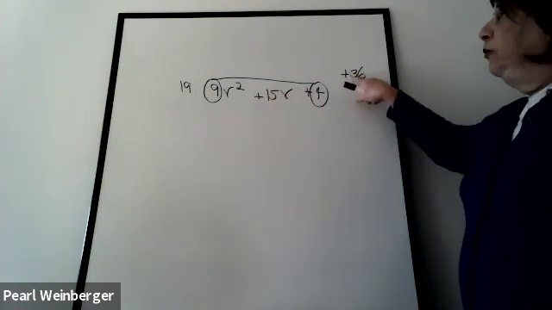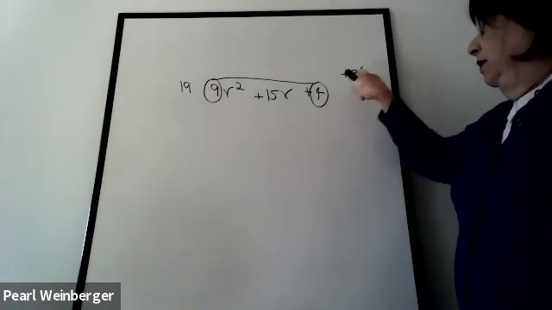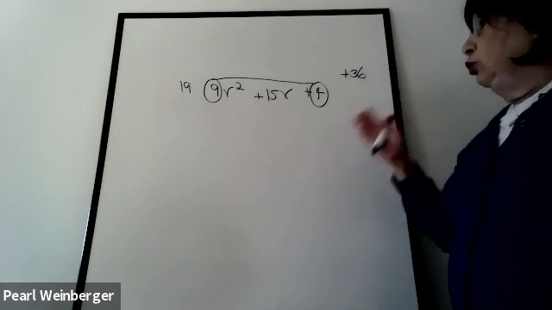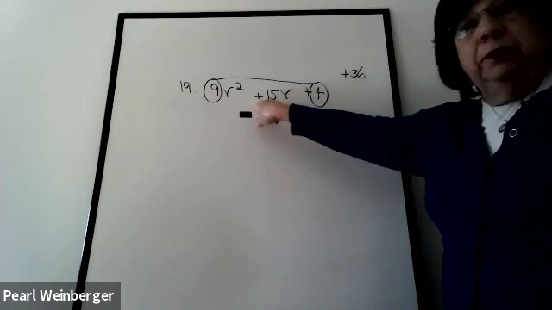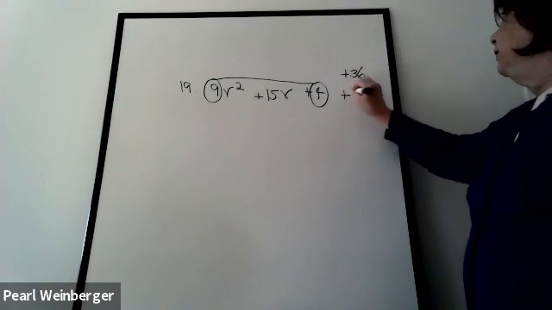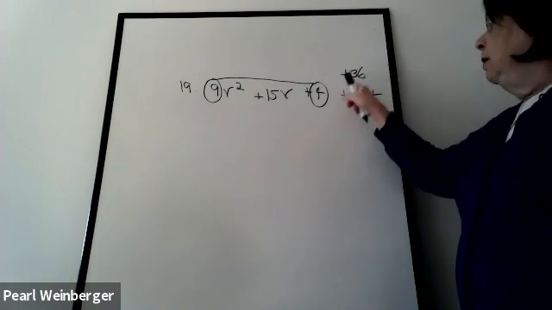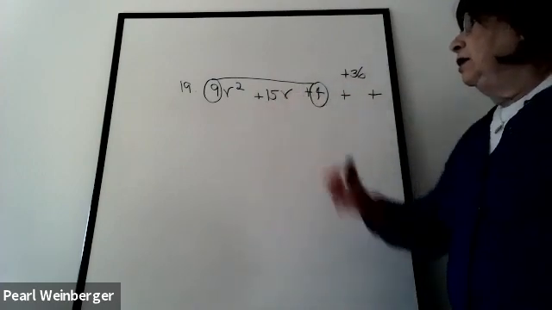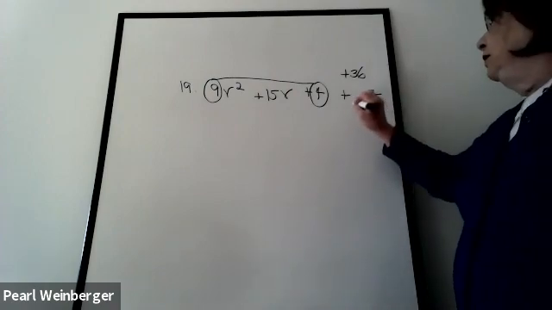What we're looking for is two numbers that will multiply to positive 36. So either it's going to be two positives or two negatives. Since the middle term is positive, they must both be positive. But when I add them, because this is a plus, they're going to give me 15. So let's think of what multiplies to 36.